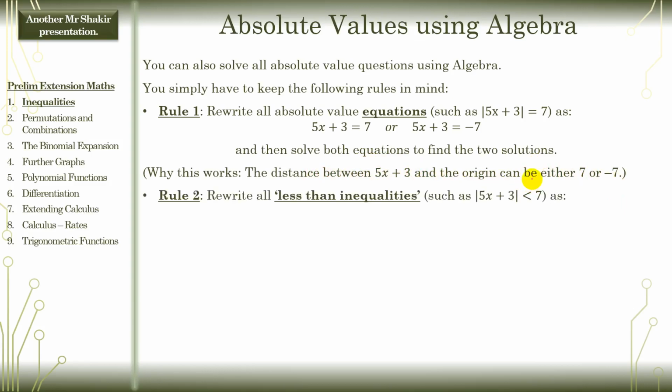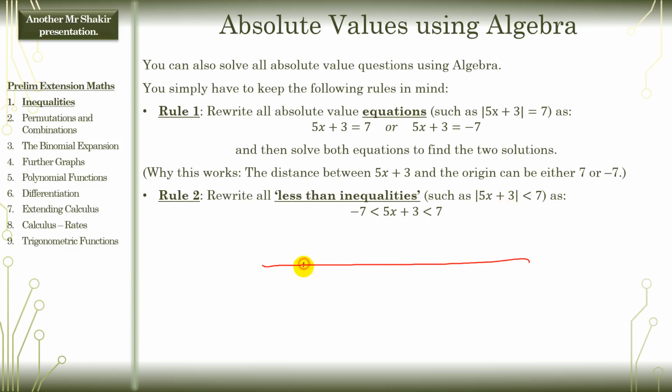Now, case 2. If you are dealing with a less than or a less than or equal to sign, either of the two, then you use this method. You rewrite it as this. Now, think about it. We're saying the distance of this from the origin is less than 7. The distance of 5x plus 3 to the origin is less than 7.